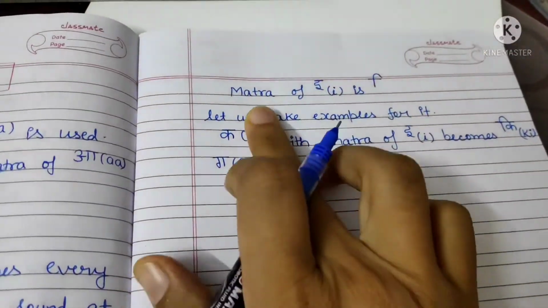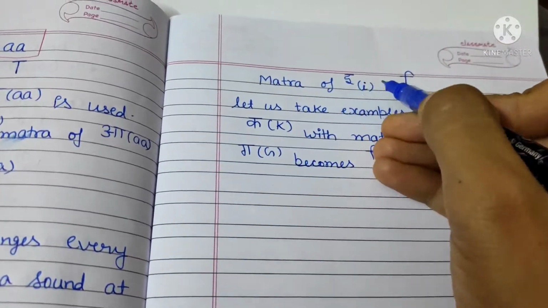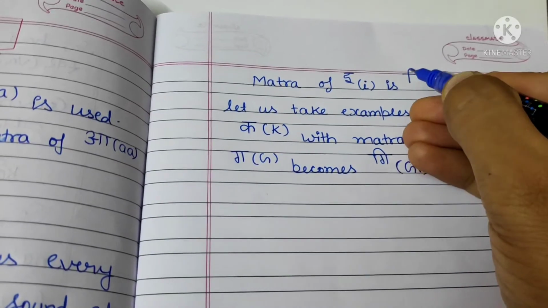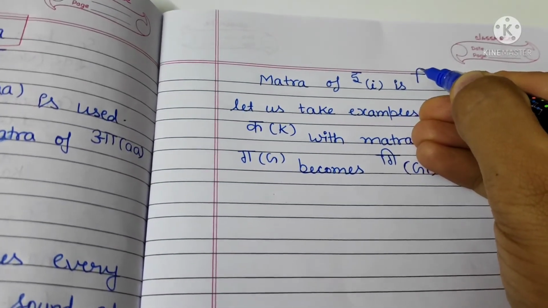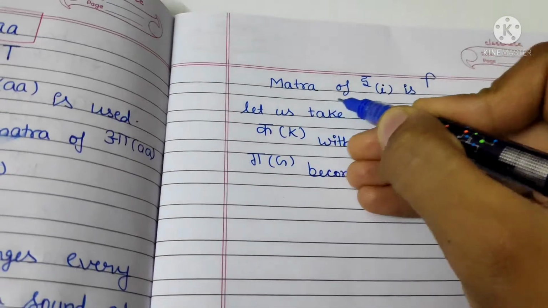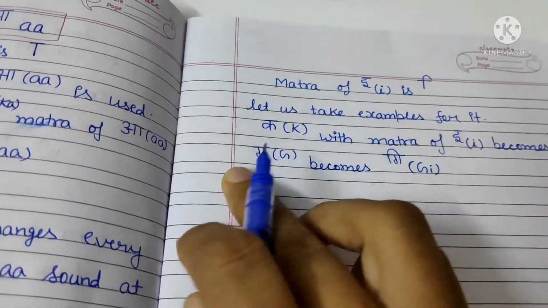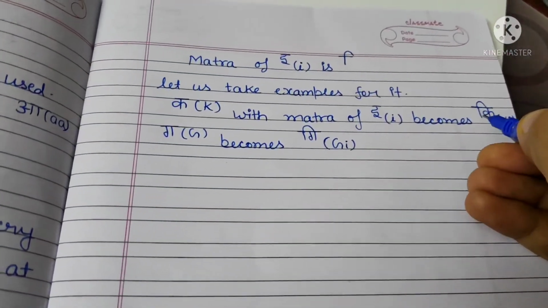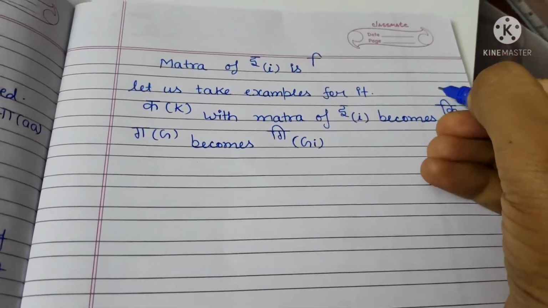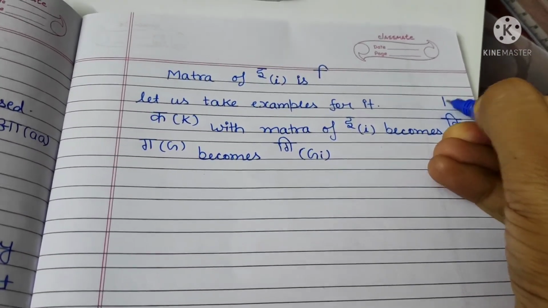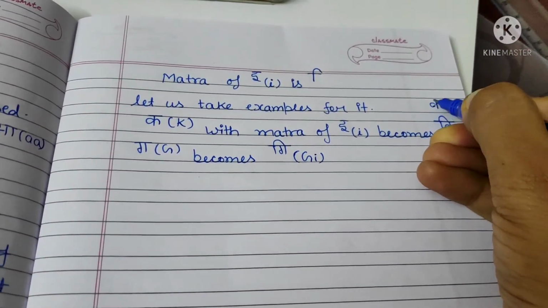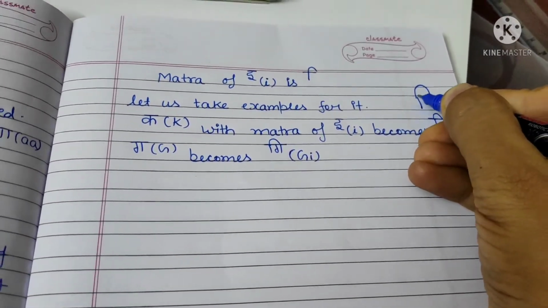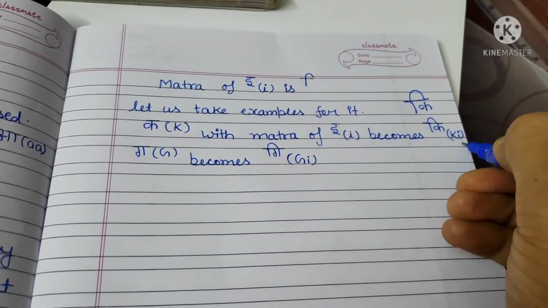Now let's learn about the matra of E. How we apply the matra of small e with any alphabet: a standing line, a sleeping line, and then we have to do like this. So this is called the matra of E. Let's take an example. Again we are taking K with the matra of E. Look here at how I have written K. This is K. We apply the matra of E like this, and it becomes ki.